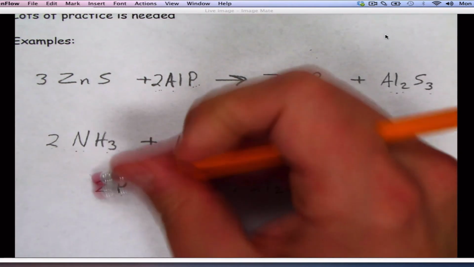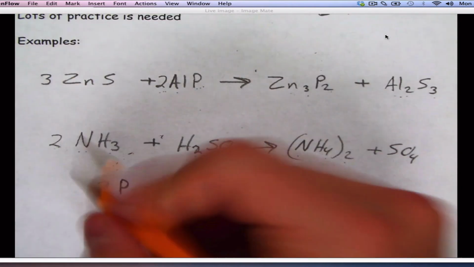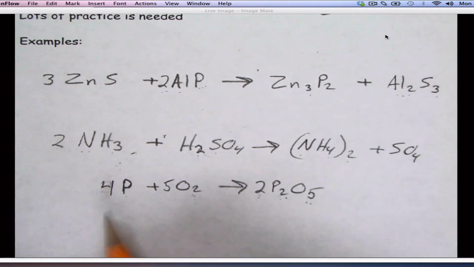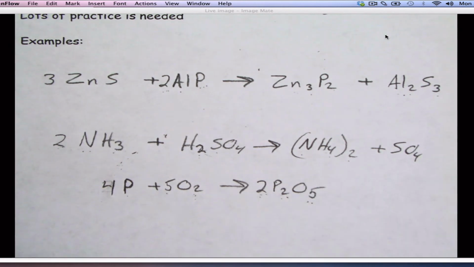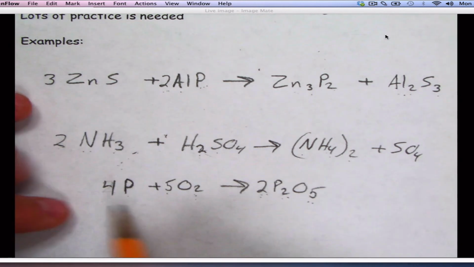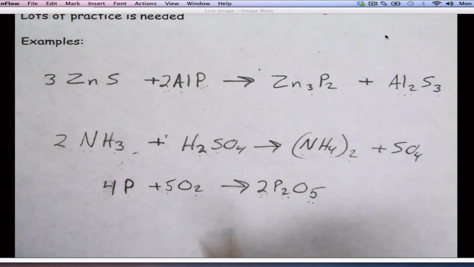4. Just erase this one. This is why we have pencils. To be nice. 4 there. 4, 5, 2. There's my coefficients. If these numbers get too big, they should be in their simplest form. They should be reduced down. And we'll get into that.